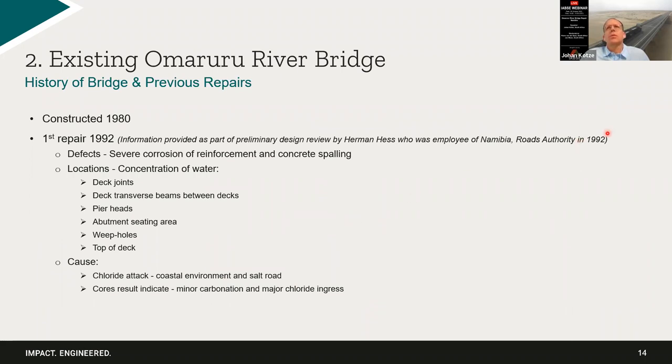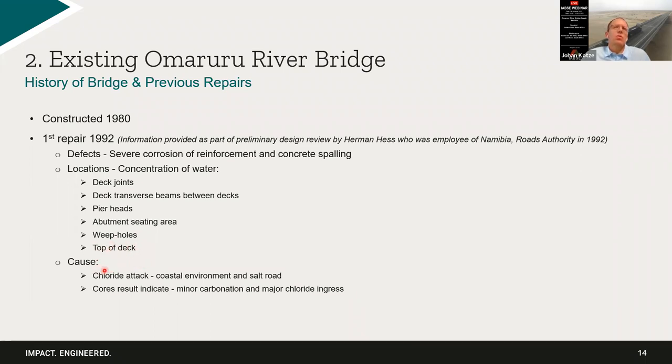When we did the preliminary design, our design was reviewed by Herman Hess, who was an employee of the Namibia Roads Authority at that stage. He described the existing bridge as having severe defects in 1992 when they repaired it the first time: spalling and corrosion of reinforcement. The locations were at the deck joints, the deck transverse beam between the decks, also just at the joints, the pier heads, the abutment seating area, the drainage holes, the weep holes that drain the deck, and the top of the deck, more due to the porous nature of the surfacing and water ingress into the surfacing.